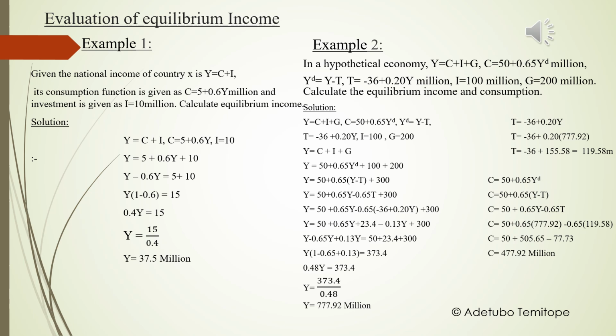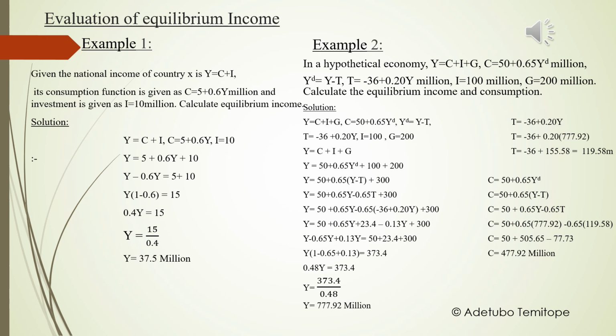So we have Y = C + I, our C = 5 + 0.6Y, our I = 10. So when we substitute the consumption and the investment into the income model, we have Y = 5 + 0.6Y + 10. Then when we collect like terms, we have Y - 0.6Y = 5 + 10. When we factor out Y, we have Y(1 - 0.6) = 15. When we evaluate what's inside the bracket, we have 0.4Y = 15. Then dividing both sides by 0.4, we have Y = 37.5 million. So that's our equilibrium income.